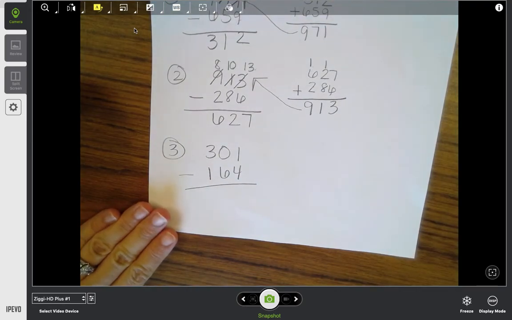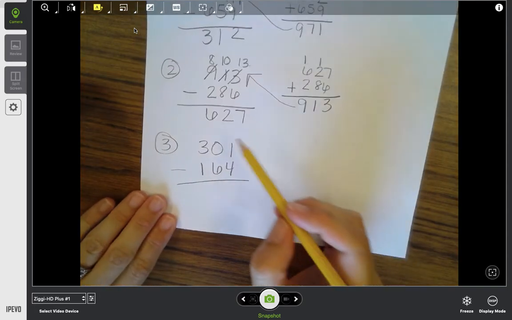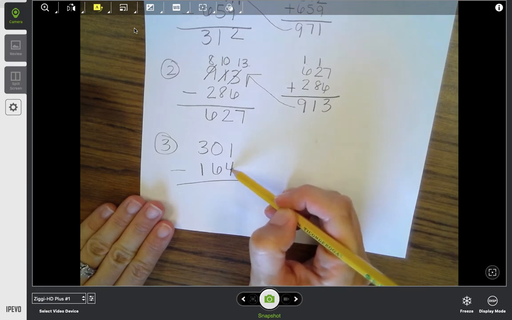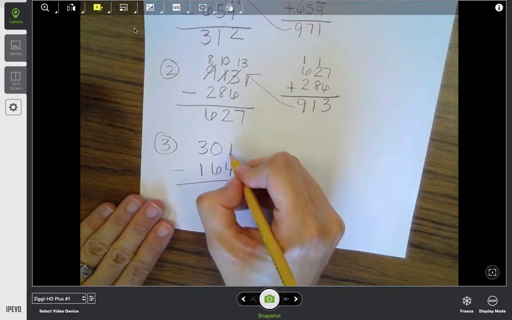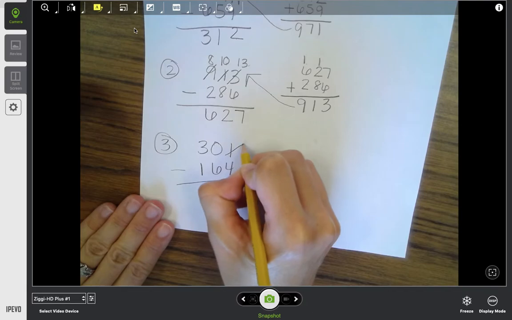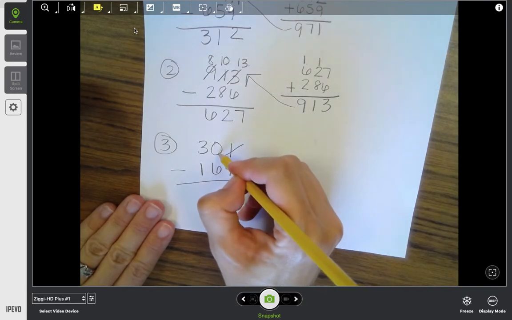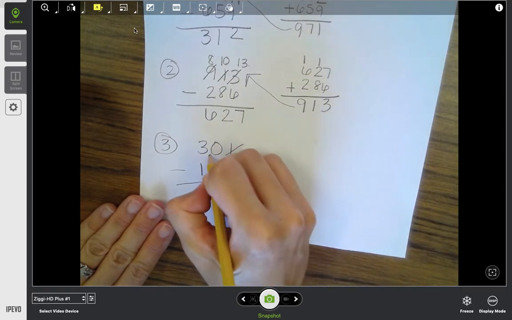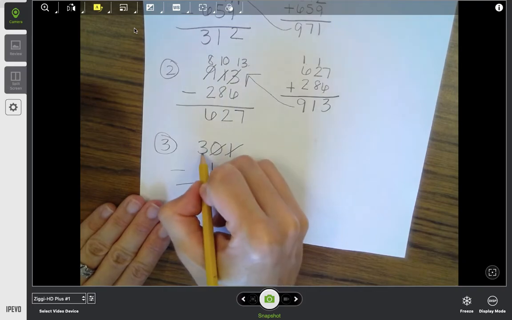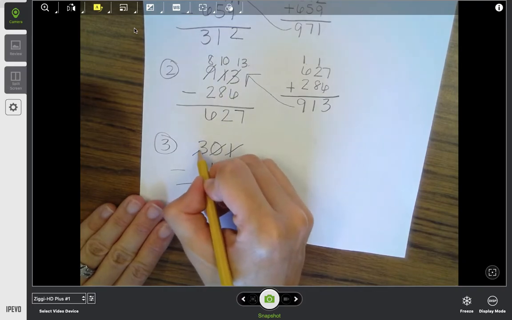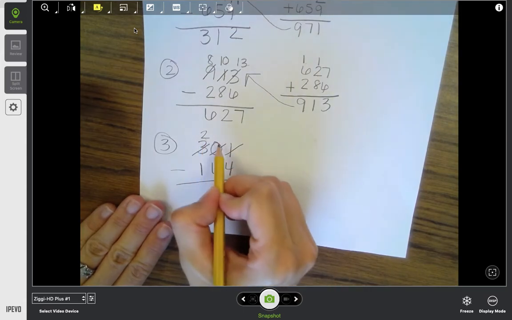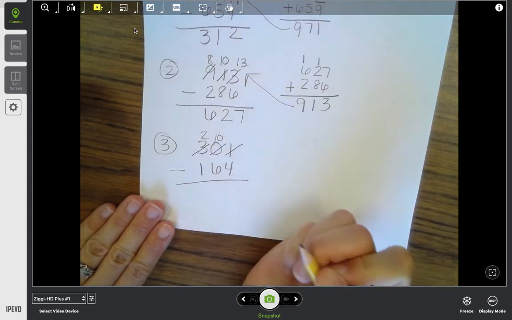Okay, so now we're ready to check. And right off the bat, I have a problem because 1 is smaller than 4. I can't subtract it. I'm going to have to borrow. So if I mark out my 1 and go to my tens, there's another problem. I don't have anything to borrow here. So I'm going to have to go to my hundreds, and I have 3. I can mark out my 3 and make it a 2. Okay? Then that would make this 0 a 10.